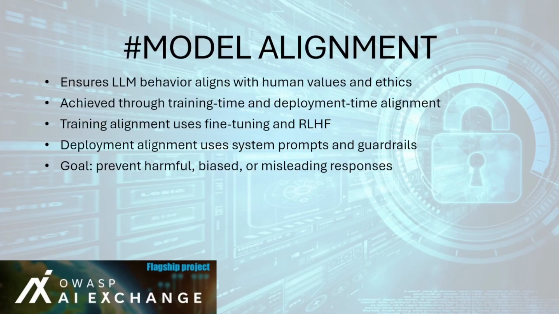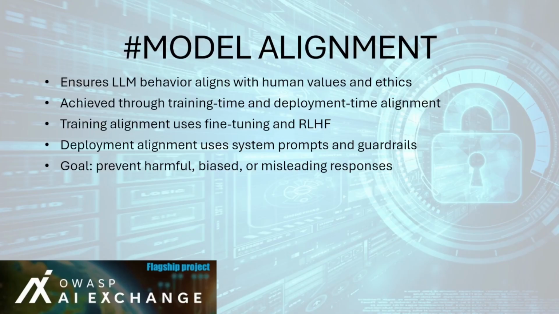1. Training time alignment. At this stage, developers adjust the model's core behavior by selecting appropriate training data that reflects ethical and balanced perspectives, fine-tuning on aligned examples for content that models helpful, harmless, and honest interactions, and applying reinforcement learning from human feedback, or RLHF, or similar reward modeling, which uses human evaluations to encourage preferred responses.